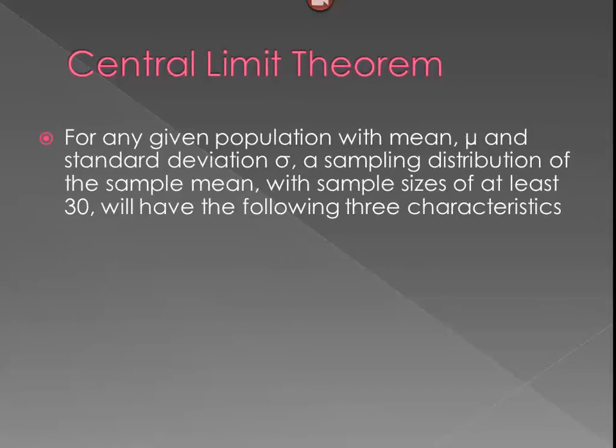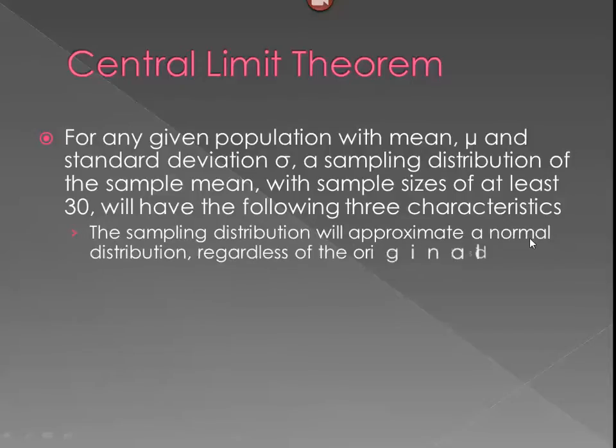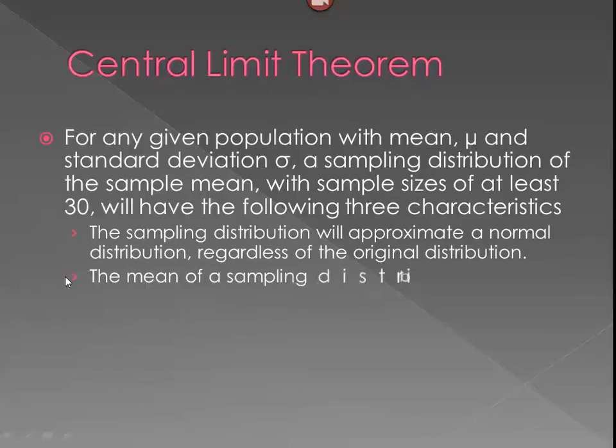For any given population with a mean and a standard deviation, a sampling distribution, right, a table of values that lists every possible sample with samples of at least 30, will have the following 3 characteristics. Number 1, the sampling distribution will approximate a normal distribution regardless of the original distribution. Let's leave this one aside, but this is one of the most important parts of the central limit theorem. Secondly, the mean of the sampling distribution equals the mean of the original data for the population in question.